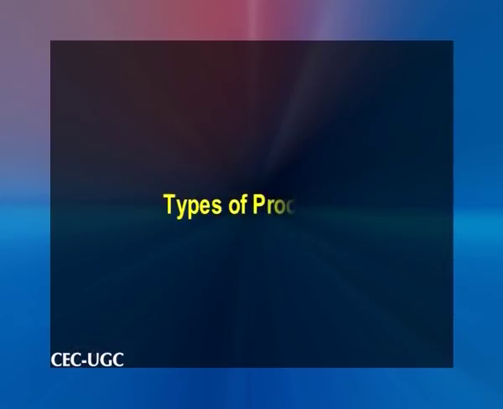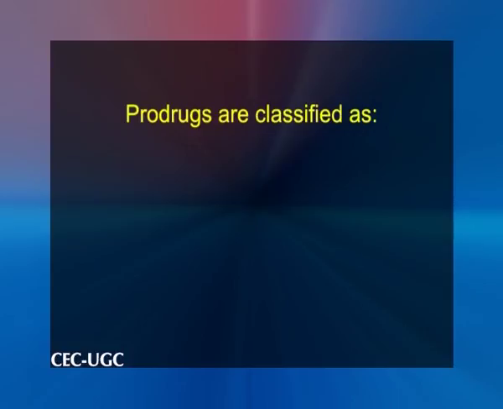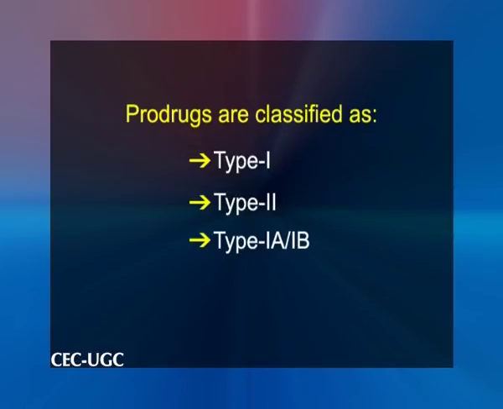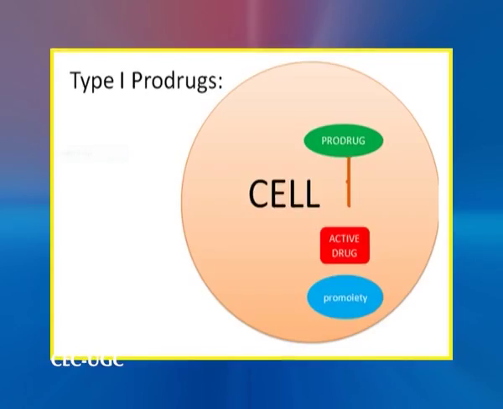Now, coming to the types of prodrugs. Based on the site of conversion into biologically active form, prodrugs are classified as type 1 prodrugs, type 2 prodrugs, type 1A/1B prodrugs. Type 1 prodrugs. These are the prodrugs where conversion of the prodrug into the parent drug and attached moiety at the time of action occurs intracellularly. The examples are antiviral, nucleoside analogs, lipid-lowering statins.